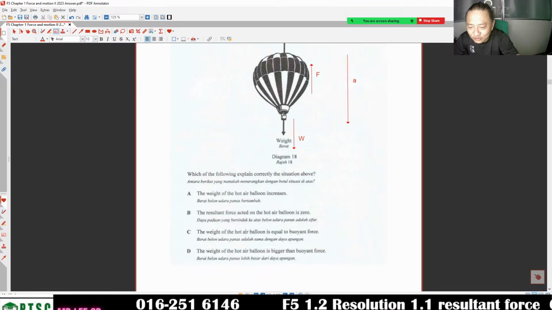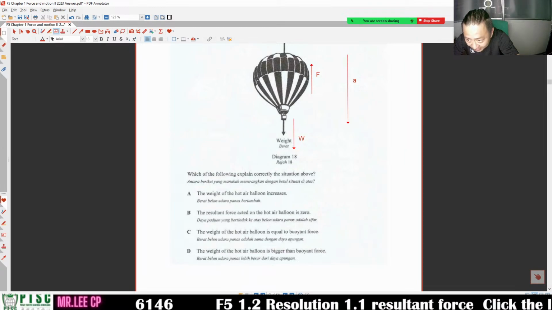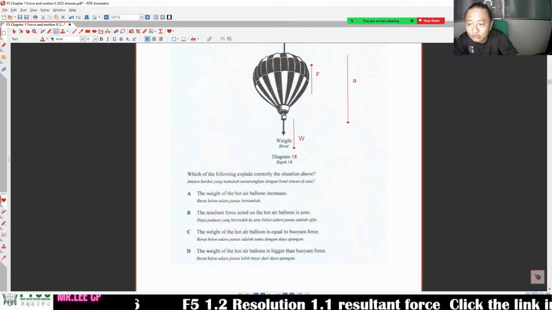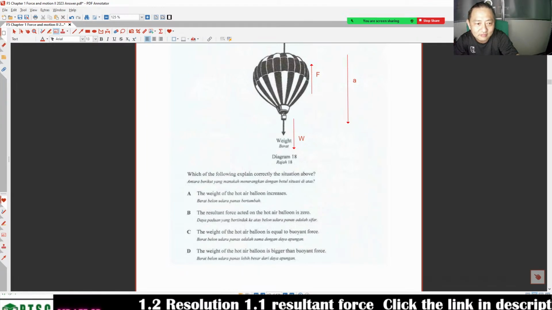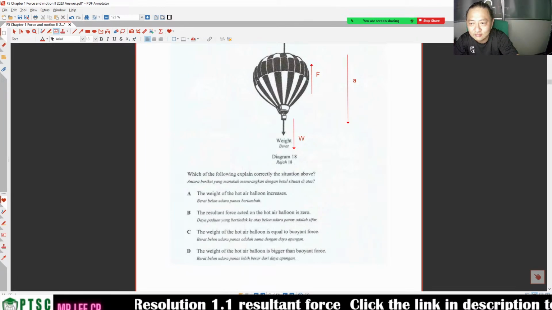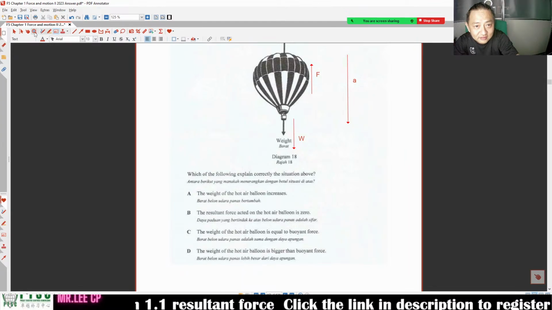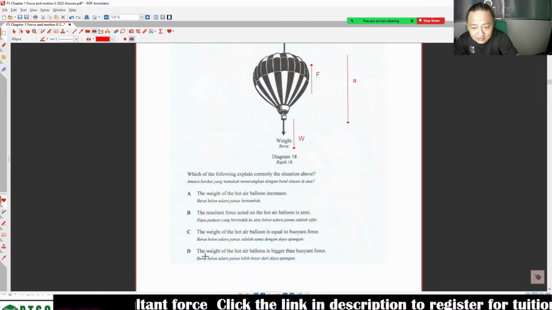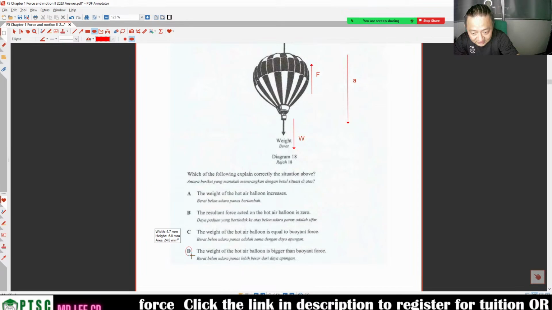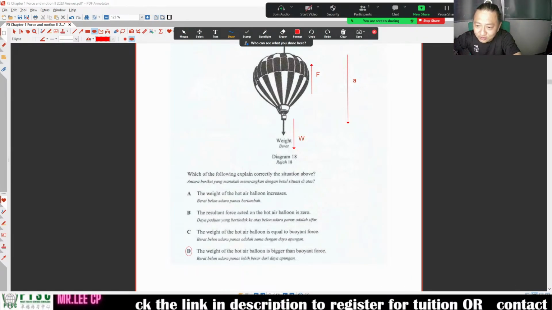The weight of the balloon is bigger than the buoyant force. Weight is bigger than the buoyant force. That's why you move down. Answer? Answer is D. For A, you might be telling me, cikgu, weight increase.